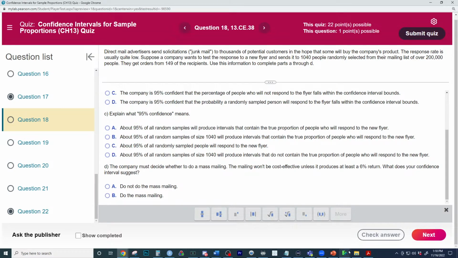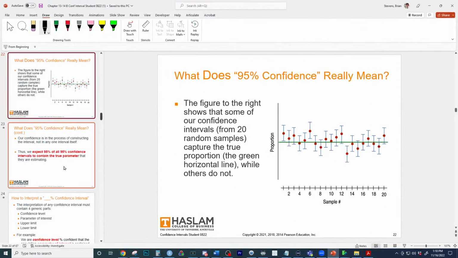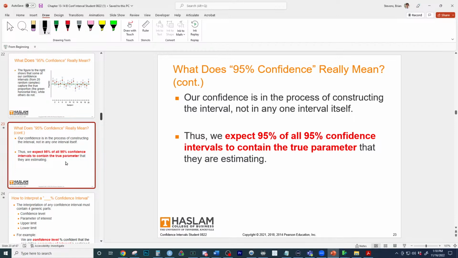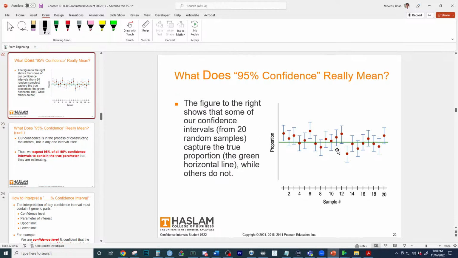Explain what 95% confidence means. 95% confident is about the process of making the intervals, as in 95% of 95% confidence intervals are expected to contain the truth in the long run. So it's about the law of large numbers here, that one interval itself might or might not contain the truth. That's just a fact of life.